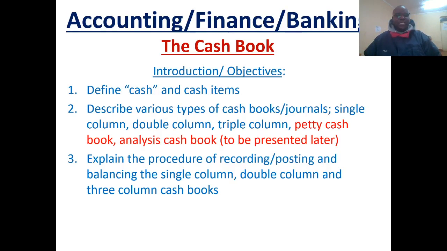Introduction or objectives. 1. To define cash and cash items. 2. To describe various types of cash books or journals, that is, the single column, double column, triple column, petty cash book, analysis cash book, etc. These two will be presented later. Then, to explain the procedure of recording or posting and balancing the single column, double column, and three column cash books.